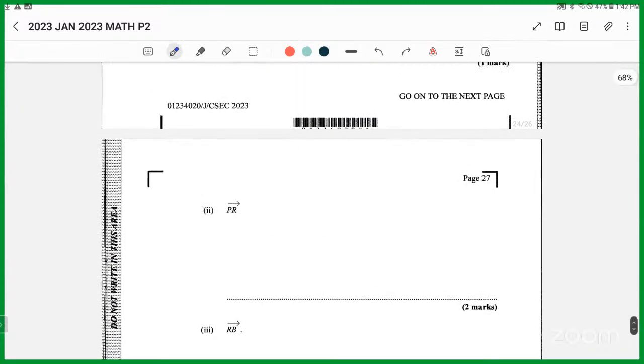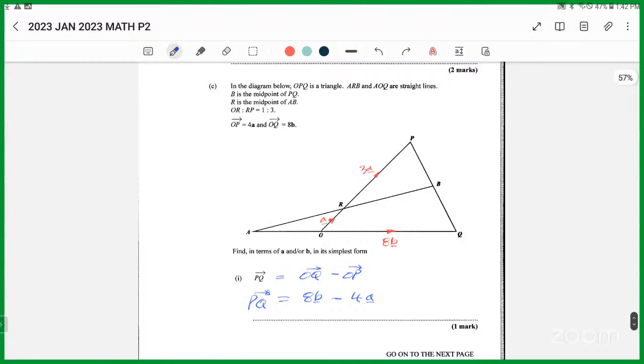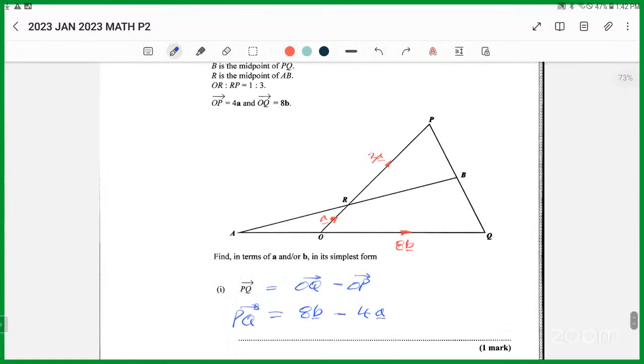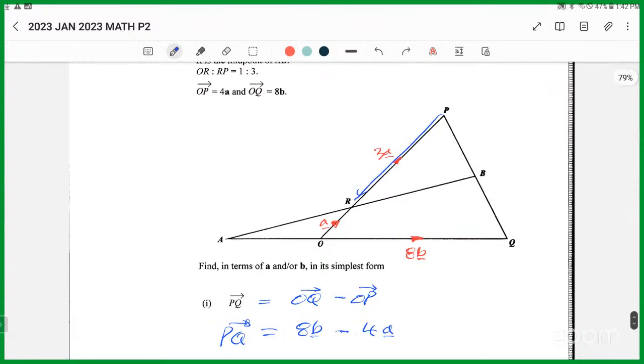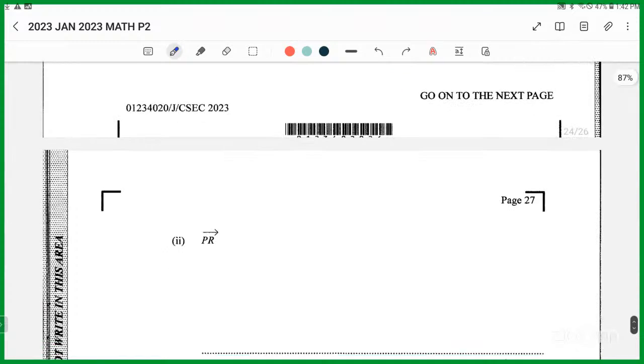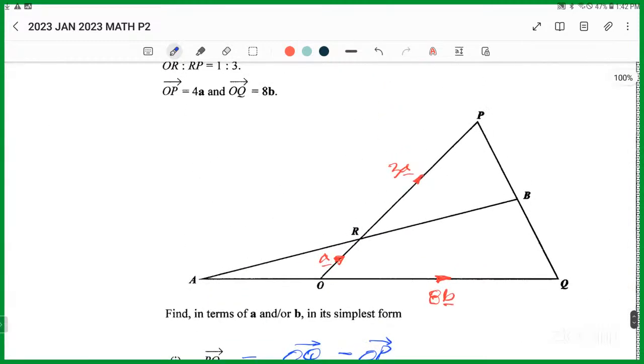Now on PR. That's easy, so we can see it here. P to R is just minus 3A. Why is it minus? Because it goes in the opposite direction to the A vector, right? It's minus 3A. Next question.